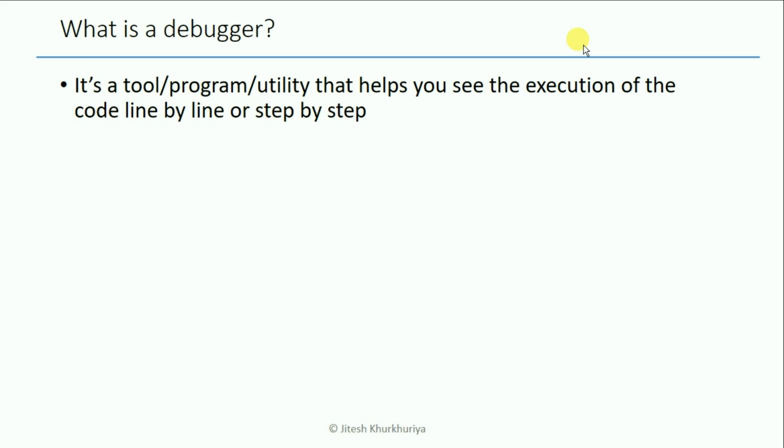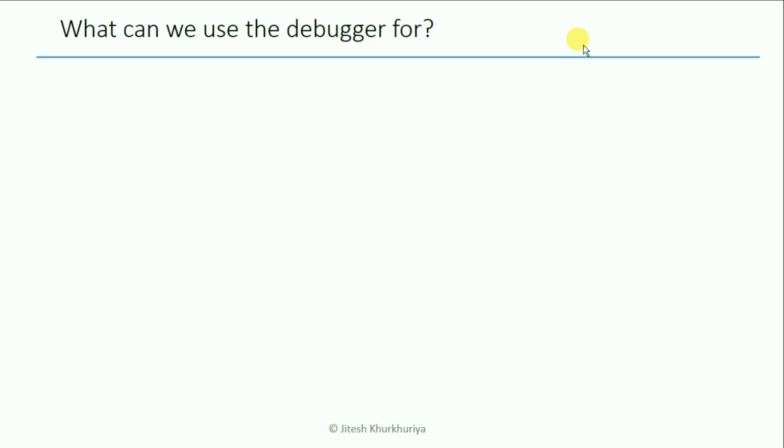So typically we select all the lines or run the entire program and we see the final output. But what if we wanted to know what has happened when it executed every line or a particular line? Well, we can use the debugger for that. That way, it helps us to understand the entire flow of the program.